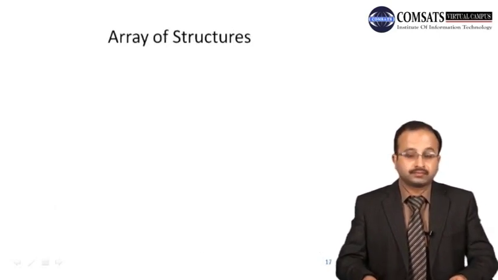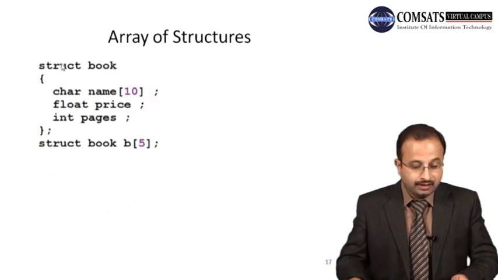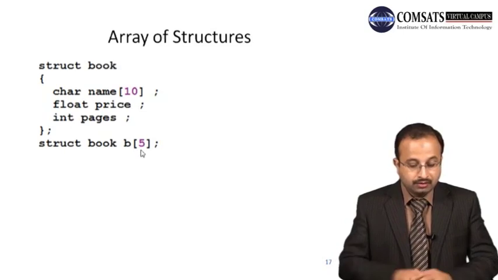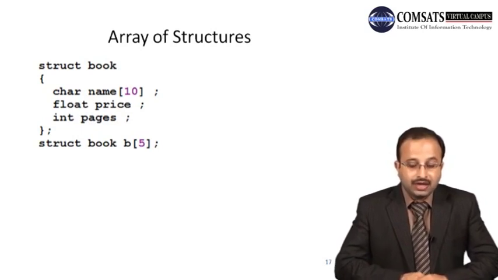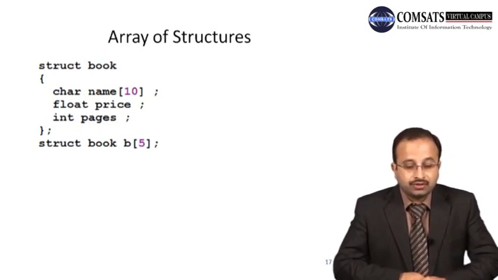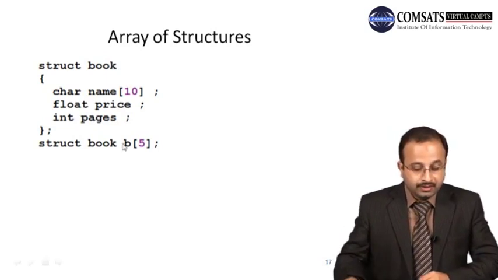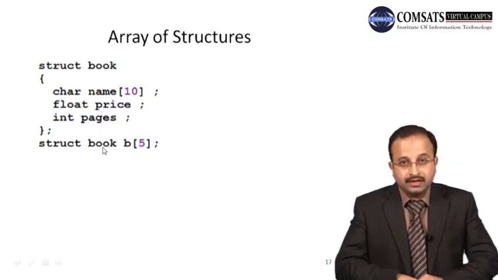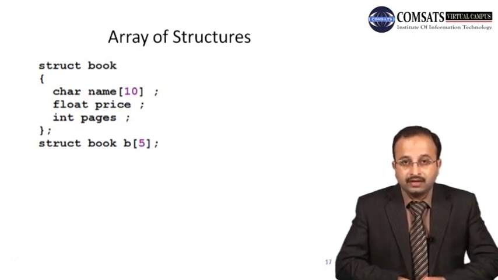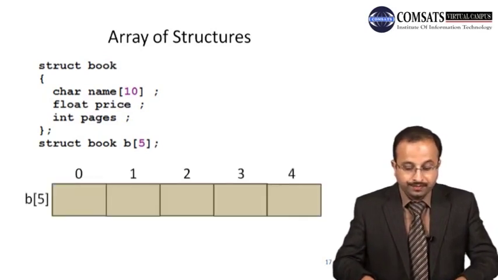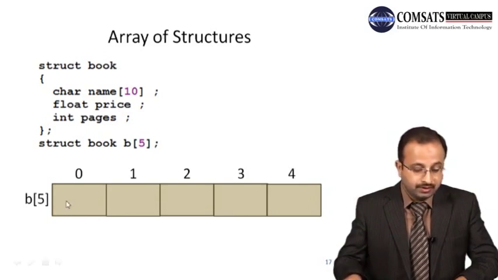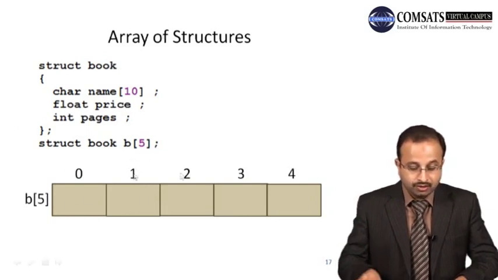Now, array of structures. This is a structure definition, and here we are declaring an array of structure. The array name is B, whose size is 5. That is, each element of that array is of type struct book. What is the type of the array? Struct book. So each element of that array has type struct book, and the number of such elements is 5 in that array. So the memory that will be allocated is for 5 elements, indexes 0, 1, 2, 3, 4. B square brackets 0 is this element, B square bracket 1 is this element, and so on.